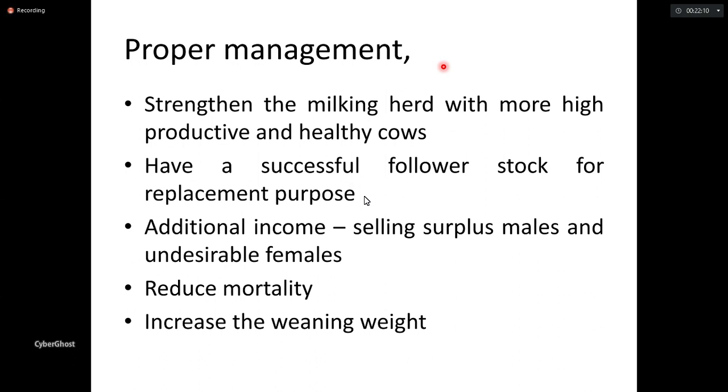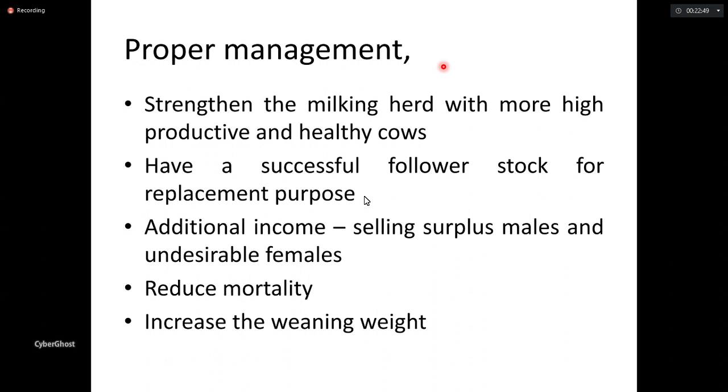So if we do this management in the proper way, what are the basic benefits a farmer can receive, right? Basically, they can reduce the mortality, because if we maintain very good healthy calves within the farm or herd, we should be able to reduce the mortality rate, because there are fewer diseases and fewer issues, so very easily we can manage them. Therefore it will be a very good benefit for the farm management, right?